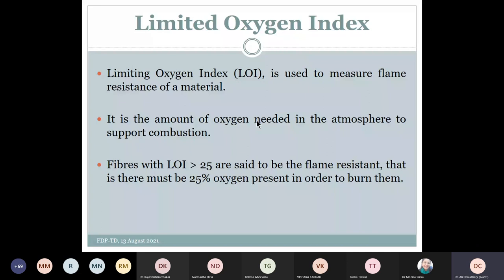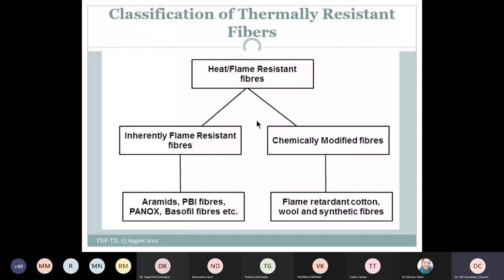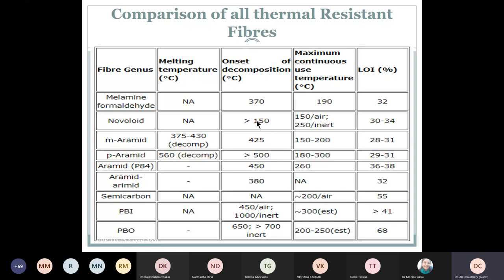Classification of thermally resistant fibers. I have already told you that the application of a fiber depends on its properties. Then you can select the fiber for any particular use. Comparison of all the thermal resistant fibers: which fiber is more sustainable at high temperature? You can choose the fiber as per your requirement.